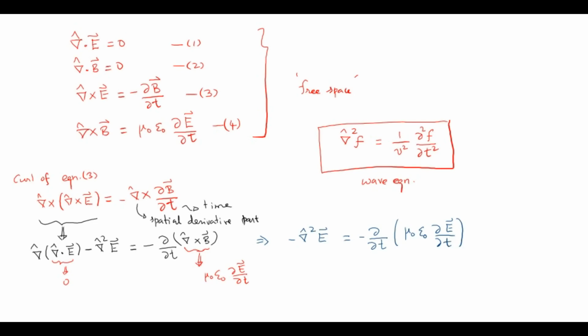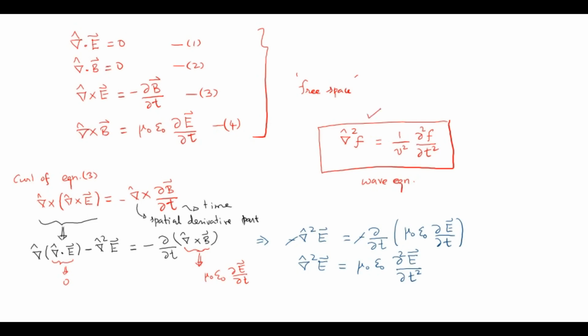So minus gets cancelled now. So del square E vector is equal to mu naught epsilon 0, which is a constant, so I will take it outside. Then this becomes del square E vector by del t square. Look, it came in the same structure. So this looks like this equation.